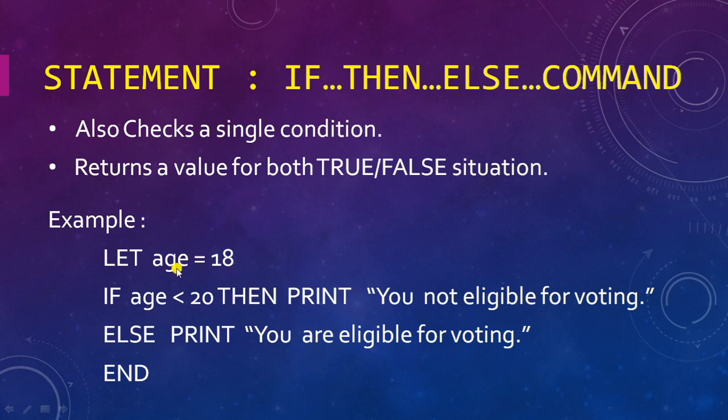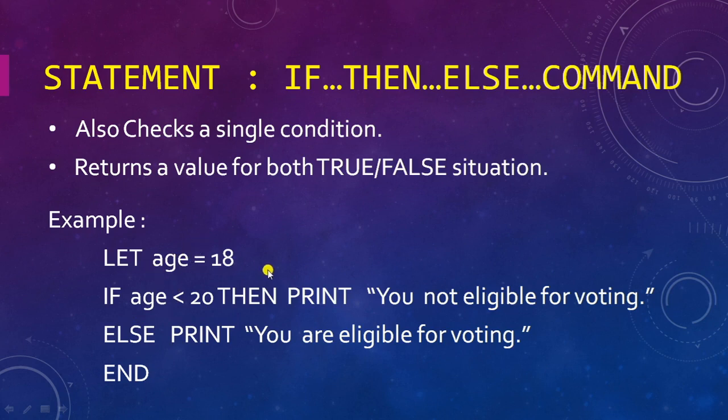Here the variable age is having value 18. Now if 18 less than 20, the condition is true here only, so it will not go to the else section, because यहाँ पे ये true हो चुका है. Then it will go straight to this then section and it will print this. It will not come to this else section because the condition is true. It will print it and it will end the program.